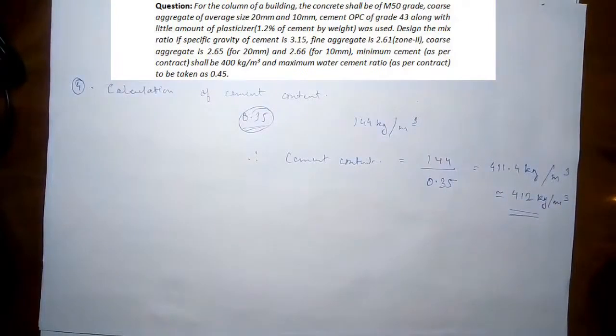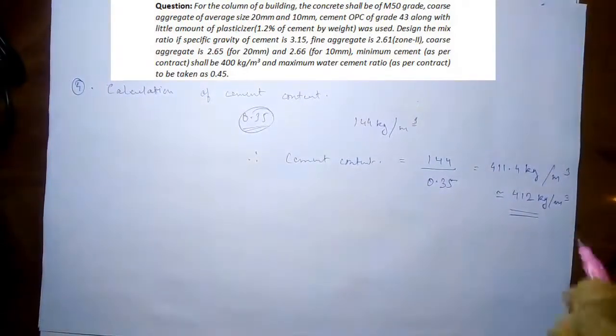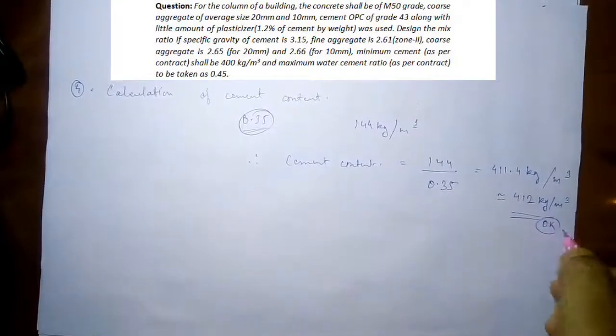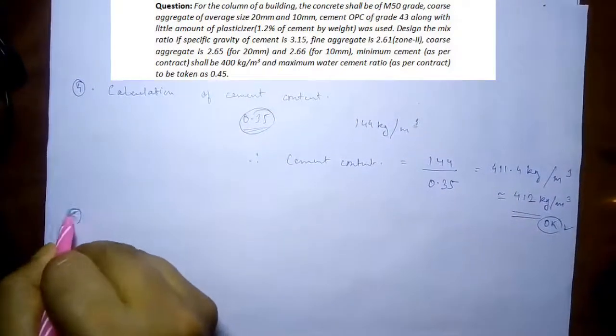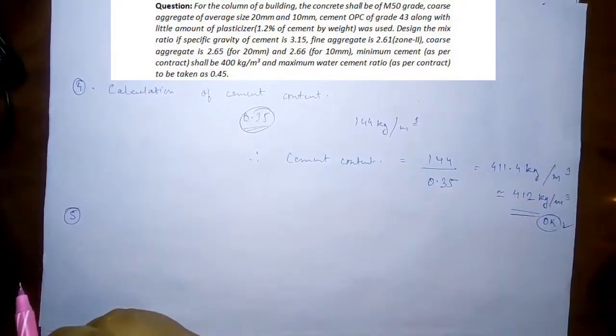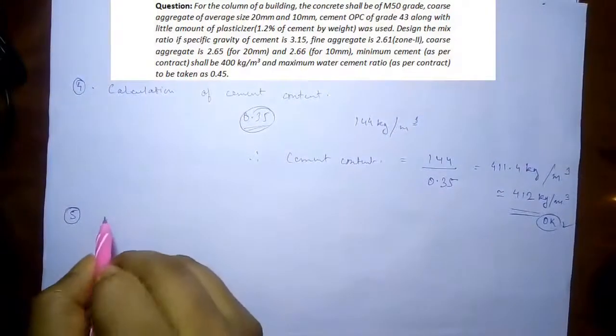So now as per contract, you can check in the question. As per contract, the minimum cement content should be 400 kg per meter cube. Hence we will say that it is okay. This thing is okay. In step number 5, we will now calculate the sand and coarse aggregate.